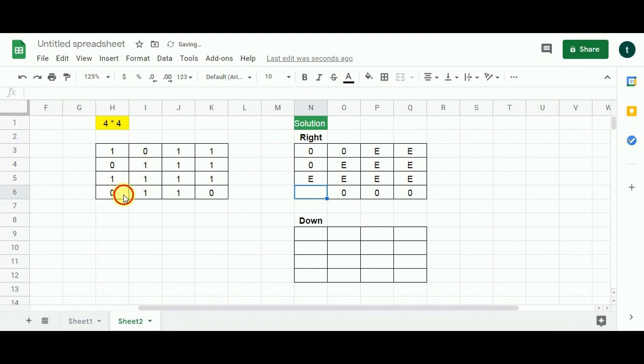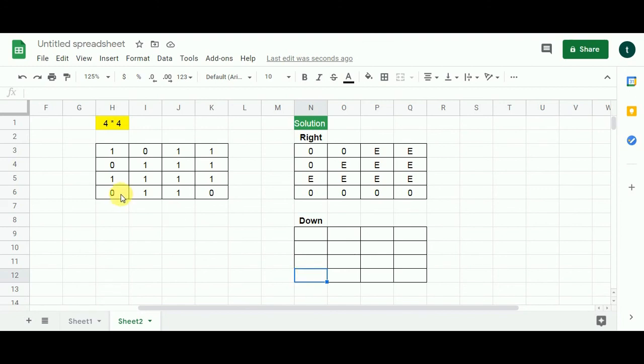The last cell has the value as 0. So first criteria is not satisfied. So I'm going to put 0 over here. So this completes my right hand side matrix. Now let's move to filling this matrix, which concerns with moving down from a particular cell. So like I said, we are going to start from the bottom here. So let's start from here.